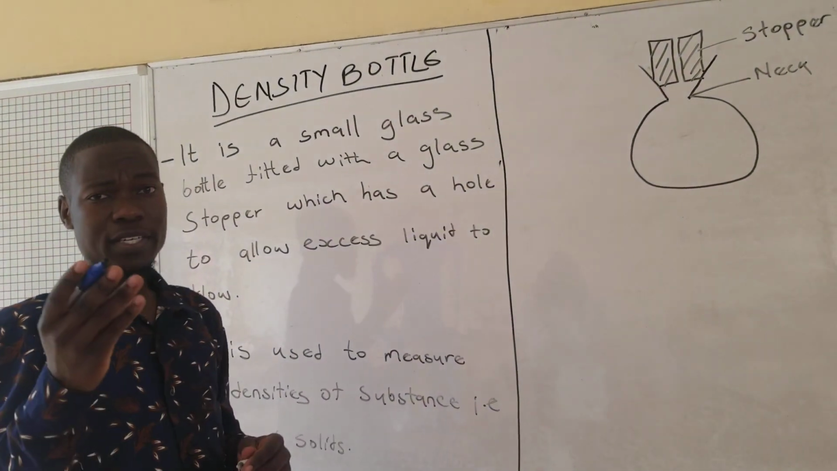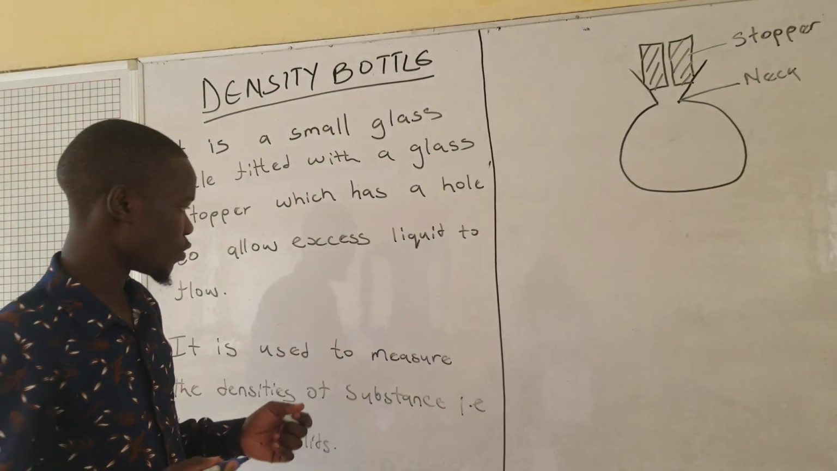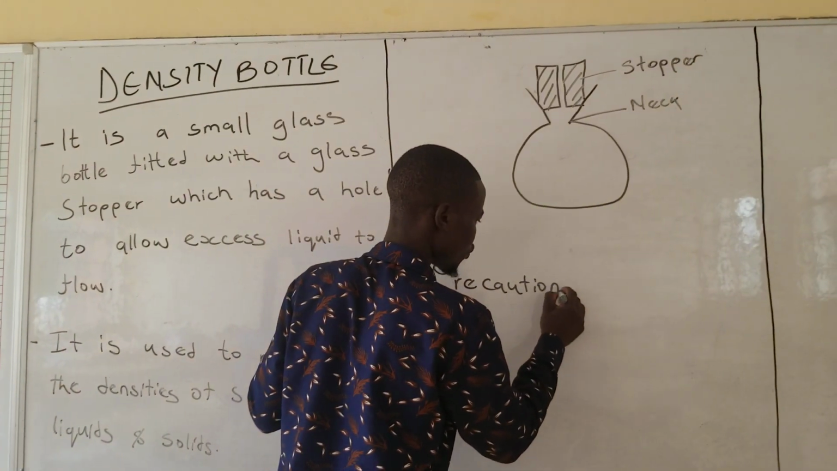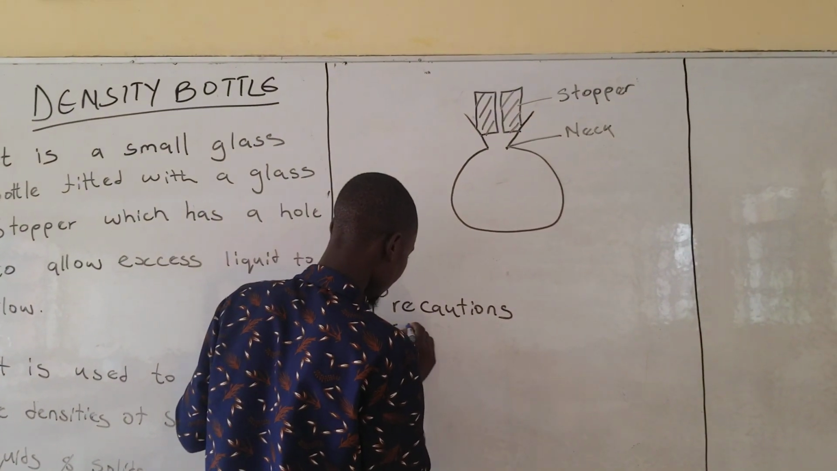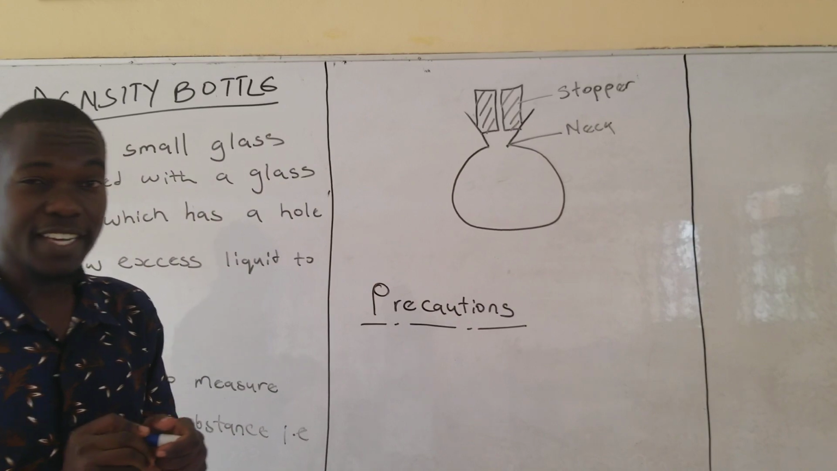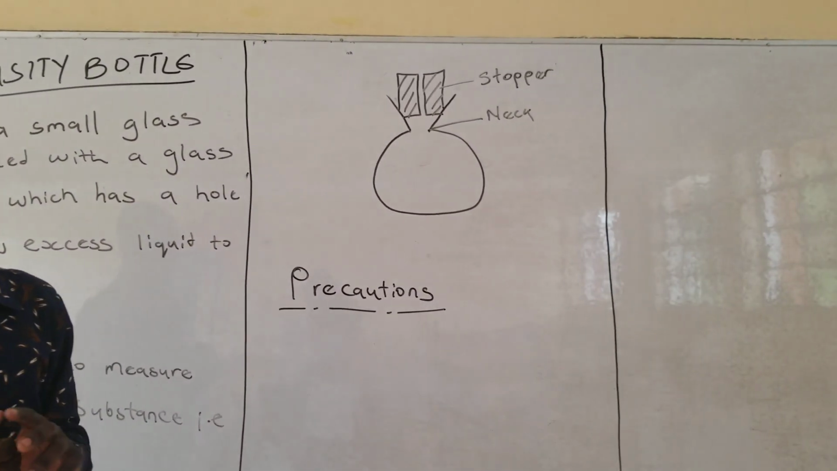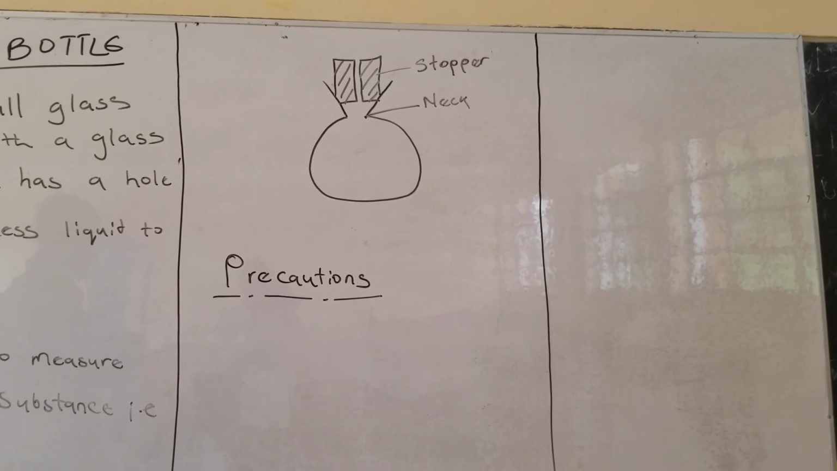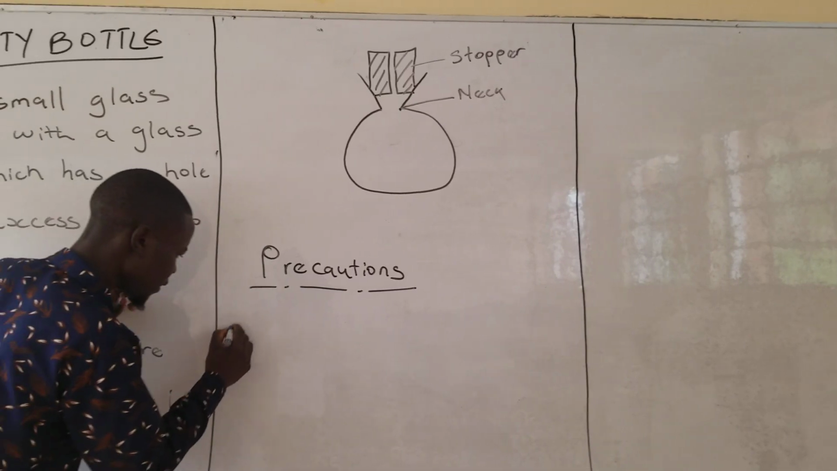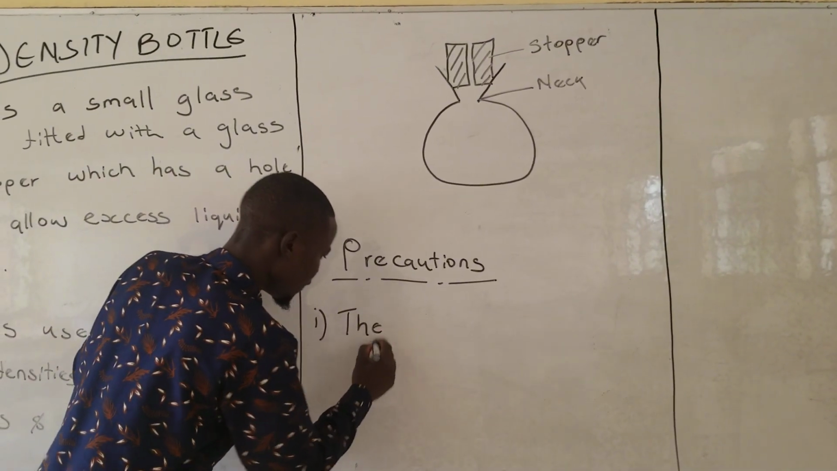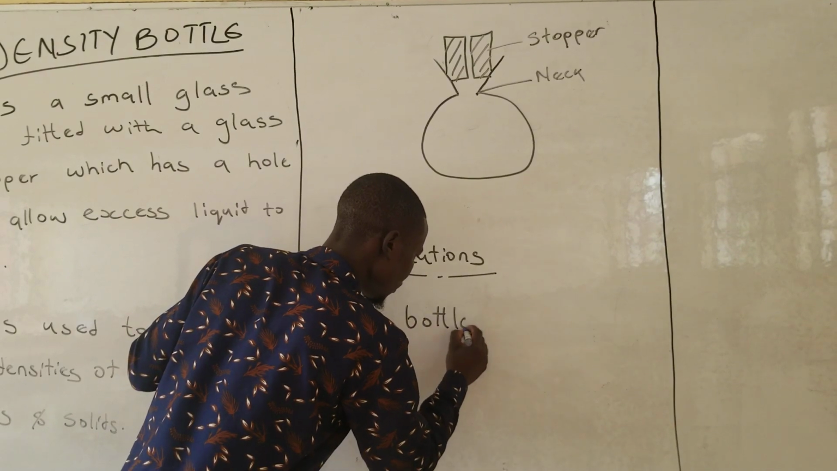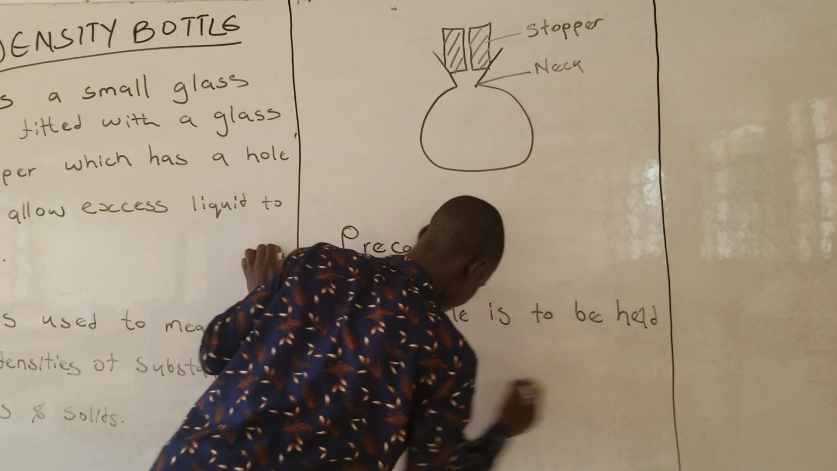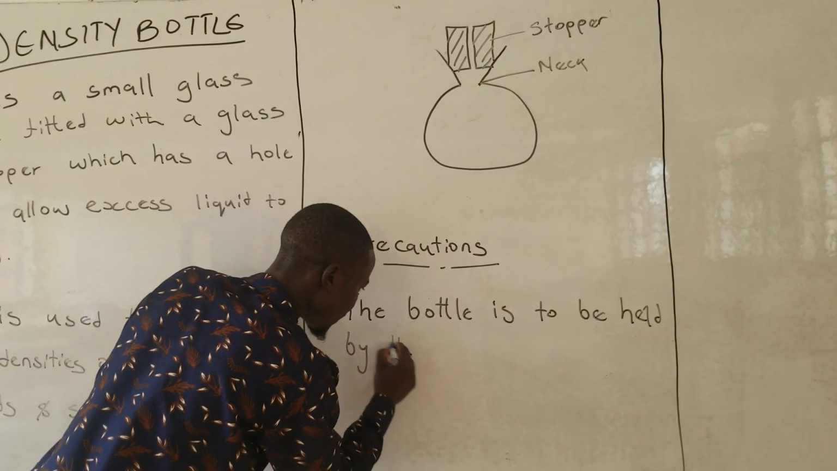So the next thing that I want us to look at is the precautions to be considered while using a density bottle. Number one, you are going to realize that there are three precautions. And the first precaution is the bottle is to be held by the neck.